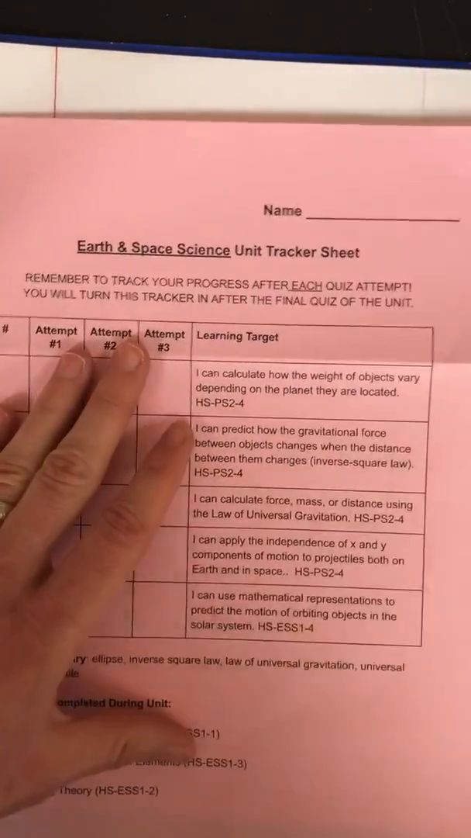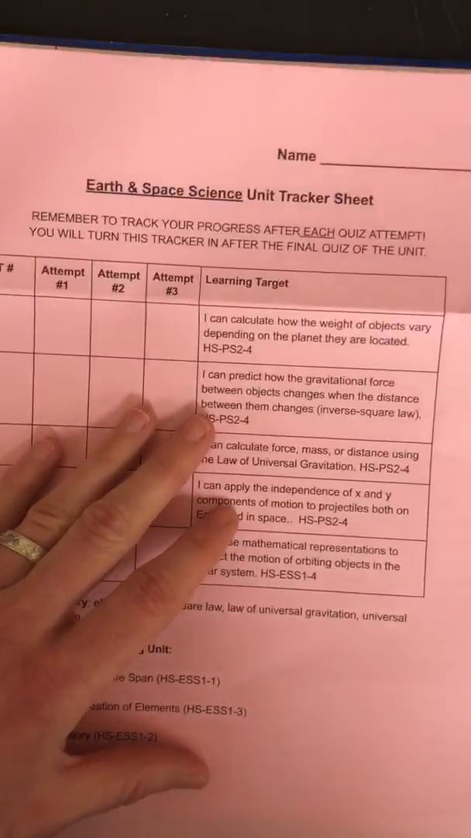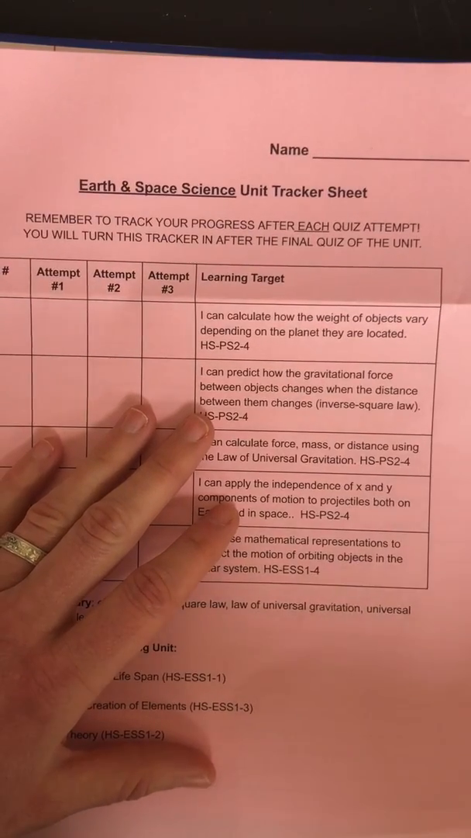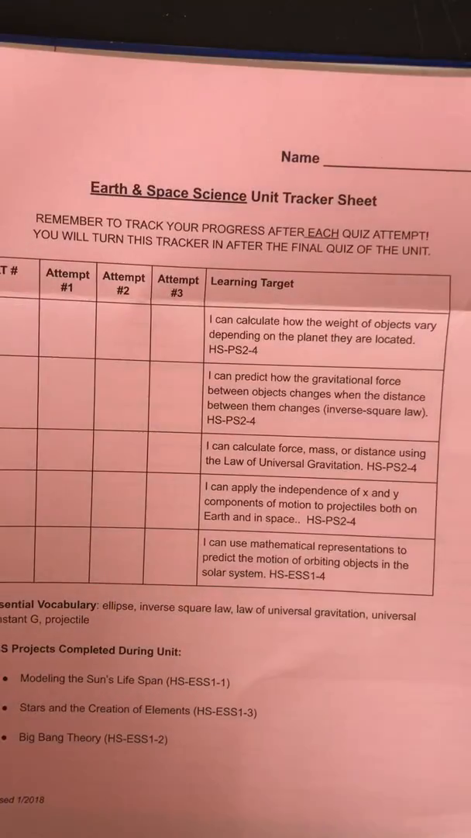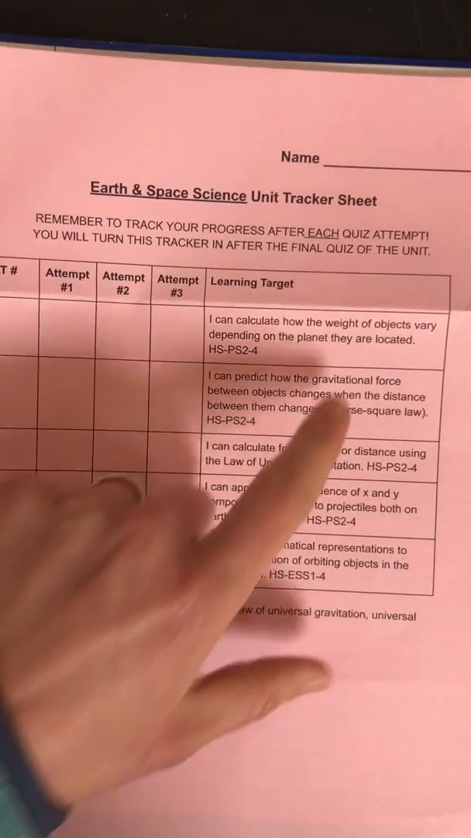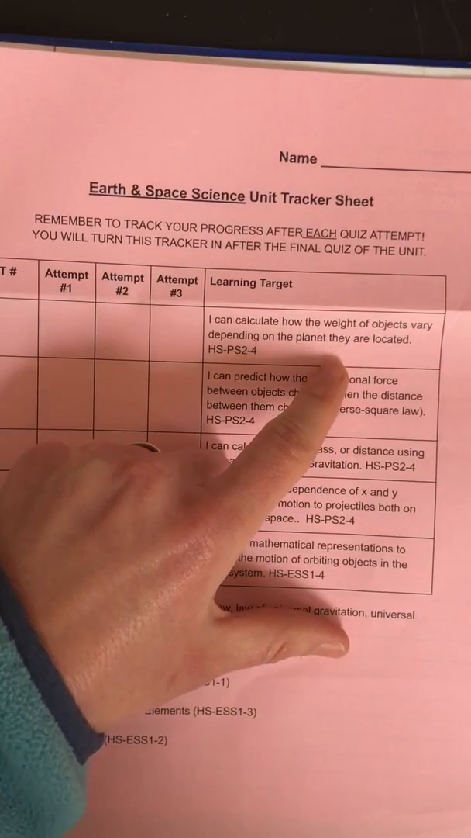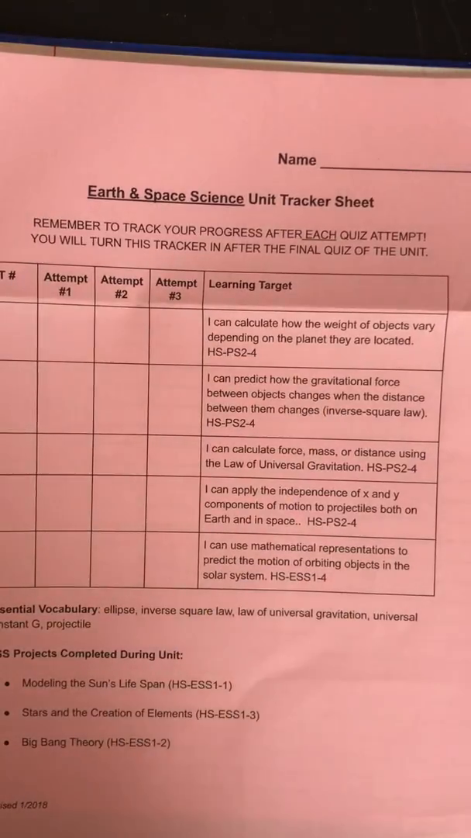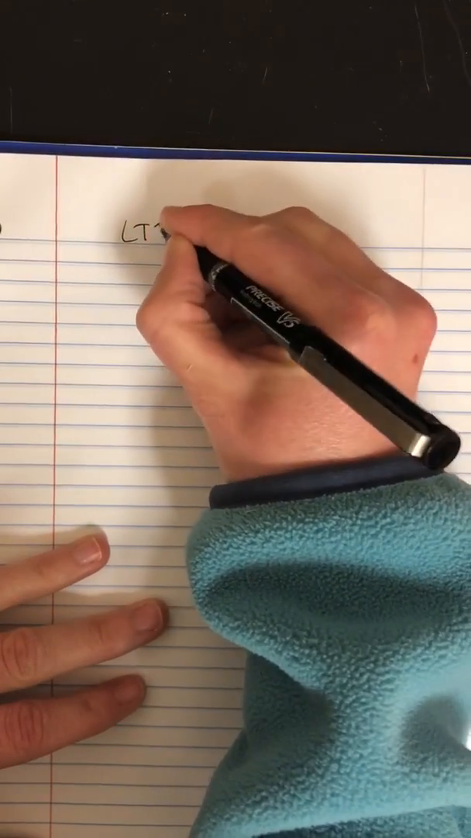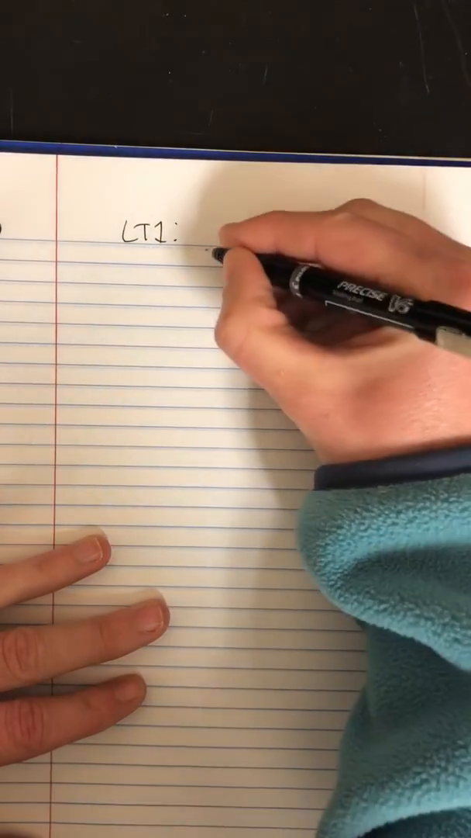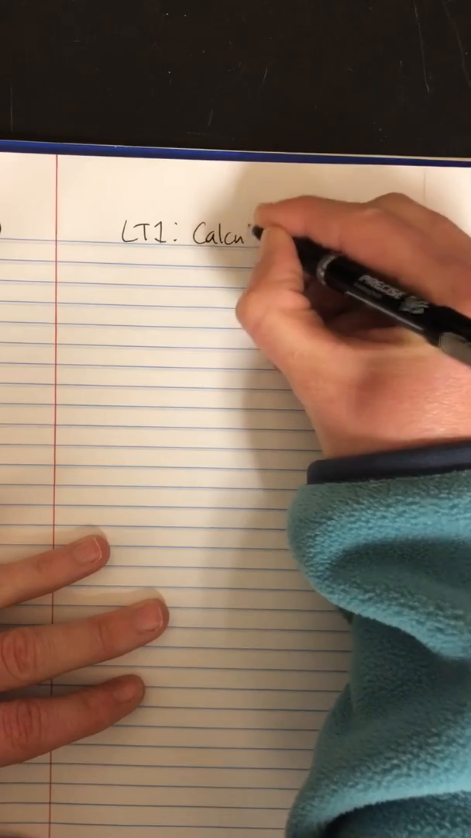So anyways, what we've got here, you guys are going to start the Earth and Space Science unit. And if you haven't picked up this tracker yet, I'm sure Miss Klein will get this to you at some point today. And we are going to be looking through LT1, which has to do with calculating weight, and most importantly, how that changes depending on where you go, or does it not change? All right. Today is the 14th, so we'll get this set up. We'll just call it calculating weight.